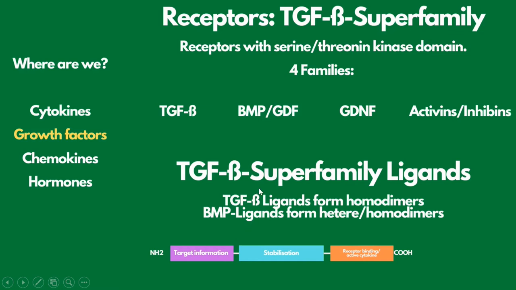The receptors of the TGF-beta superfamily are receptors which have a serine threonine kinase domain. There are four different families: the TGF-beta family, the BMP or GDF family, the GDNF family, and activins and inhibins. The ligands form homodimers in TGF-beta, and in BMP the ligands form hetero or homodimers.